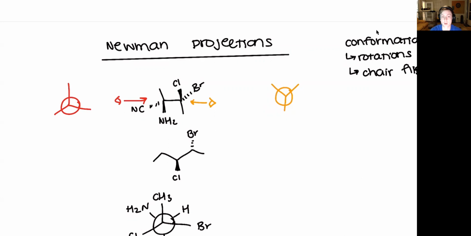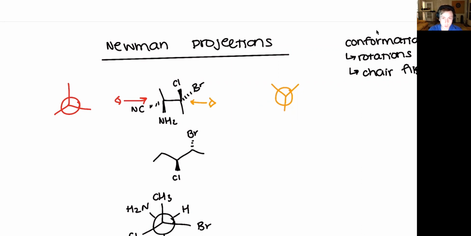This is a very foreign concept, I think, and at the beginning it can be really daunting, but having a good view on how to convert from line angle to Newman and Newman to line angle will really help you understand some of the potential energies of conformational isomers.